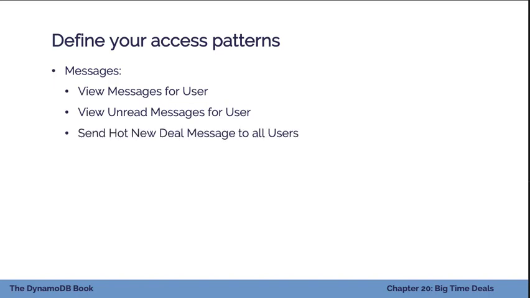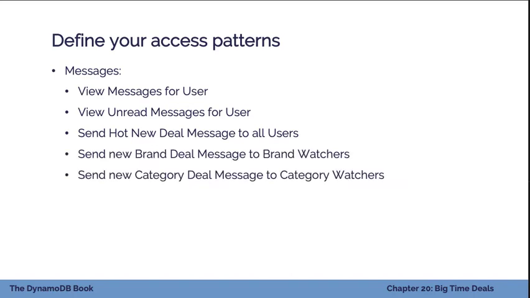Additionally, we have this send hot new deal message to all users, where at times editors in our application might say, hey, this is an interesting enough deal that we want to blast out to all users, even if they aren't watching the particular brand. So we'll do that. And then we also have those watch-based messages where if you're watching a brand or if you're watching a category, every time a new deal comes into that brand or category, you'll get a message and get alerted of that. So that's 22 different access patterns we're going to handle here, and we're going to do it all in a single table.